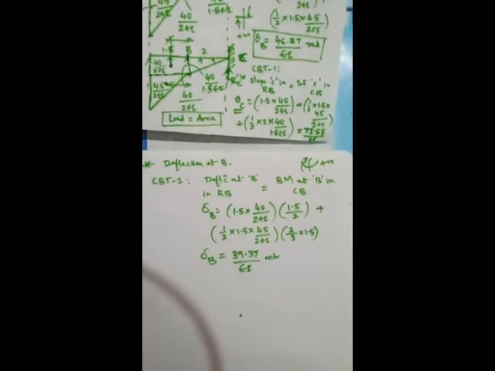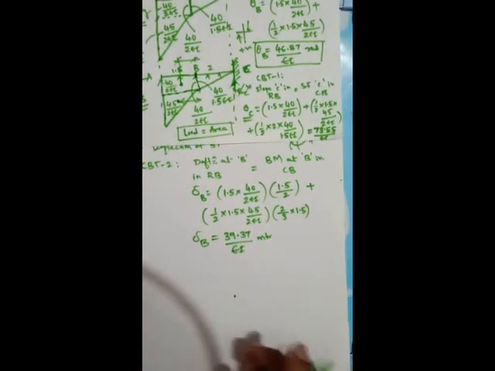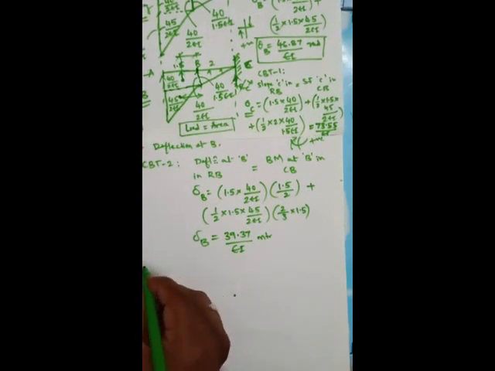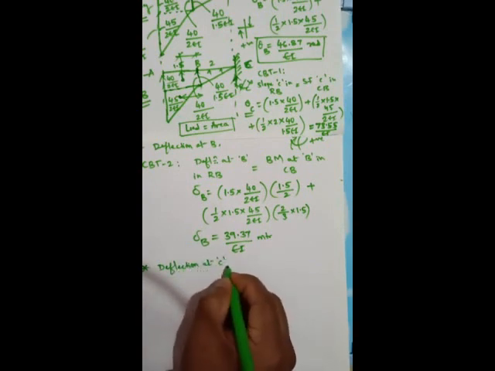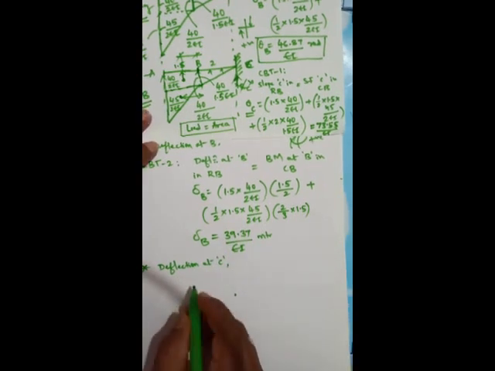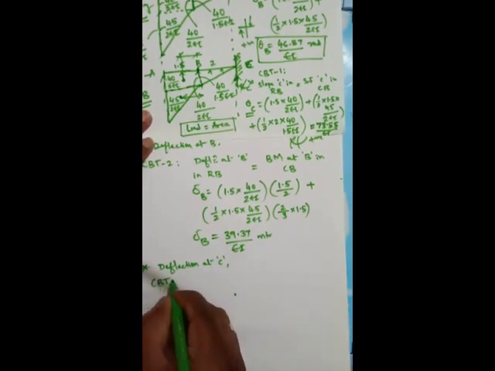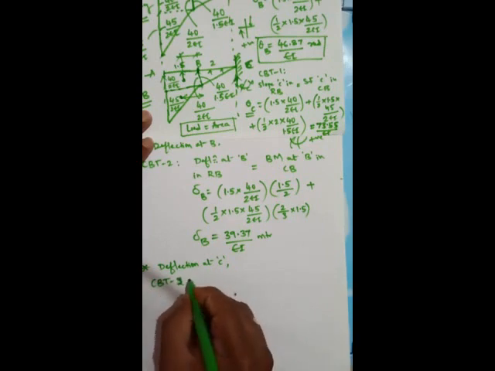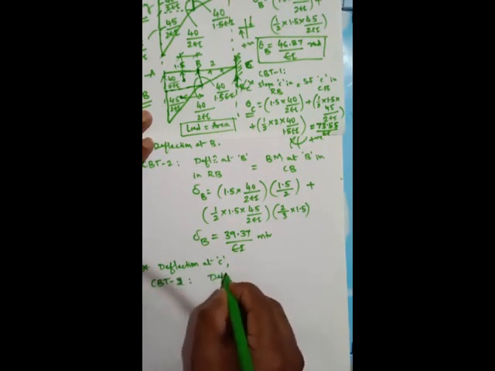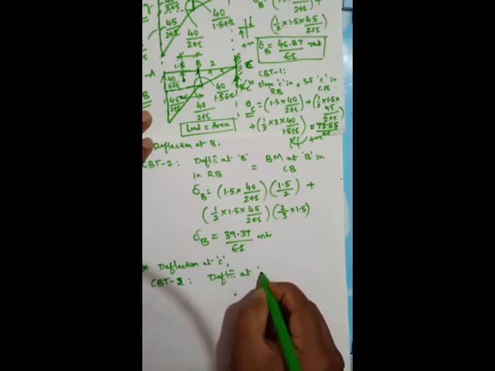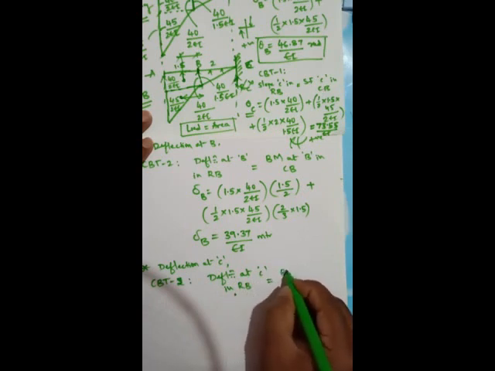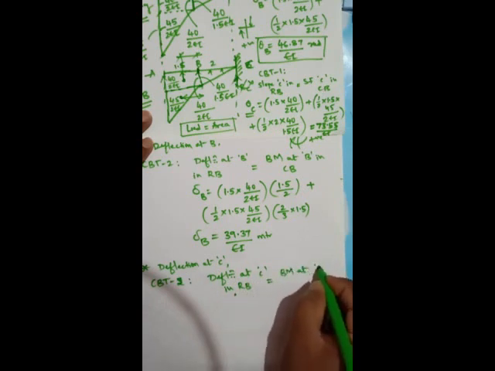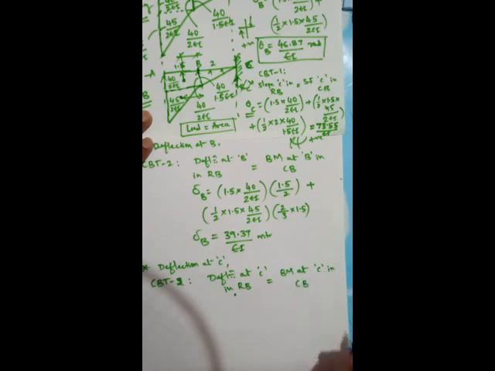Similarly, if we calculate the deflection at C, what is the deflection at C? Again, according to conjugate beam theorem 2, the deflection at C in the real beam is equal to the bending moment at C in the conjugate beam.